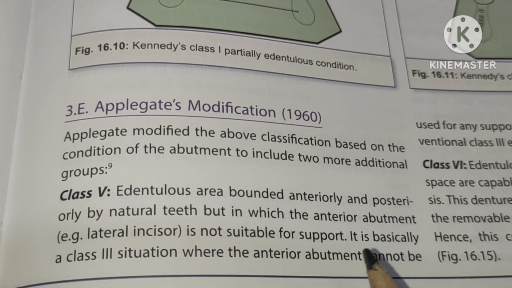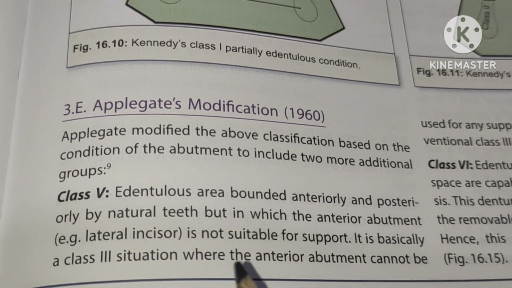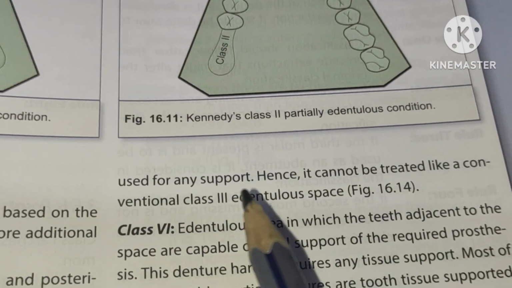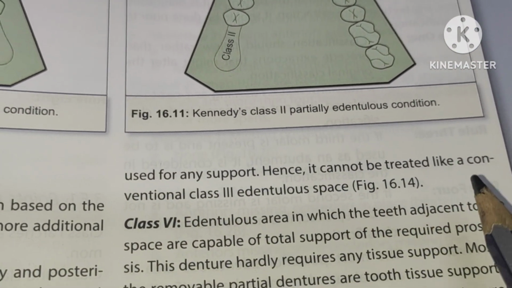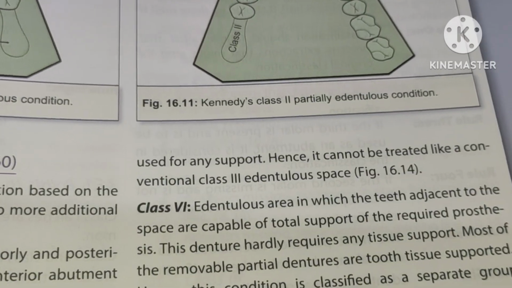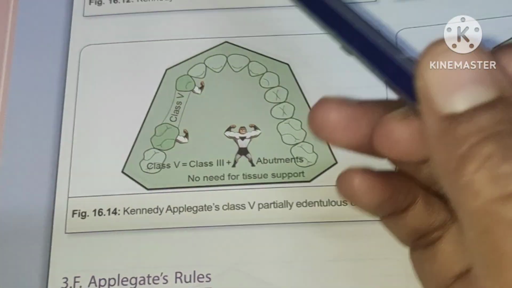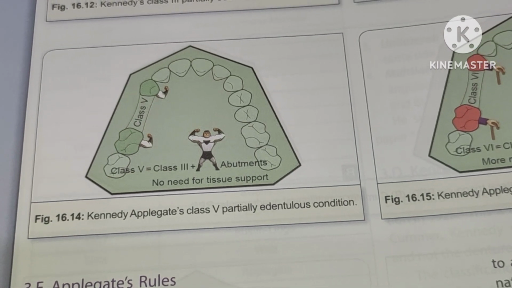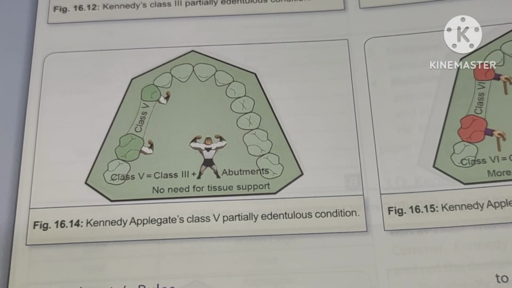So, in a simple way, it is basically a class 3 situation where the anterior abutment cannot be used for any support. Hence, it cannot be treated like a conventional class 3 edentulous space. So, let's see the example here. It is basically like class 3, but the anterior abutment is not suitable for support.